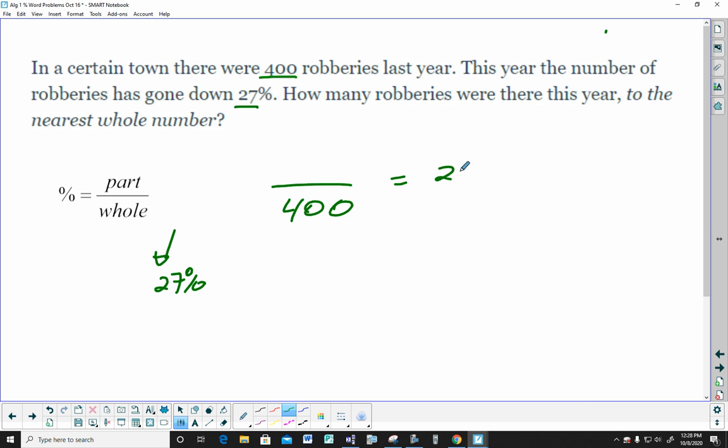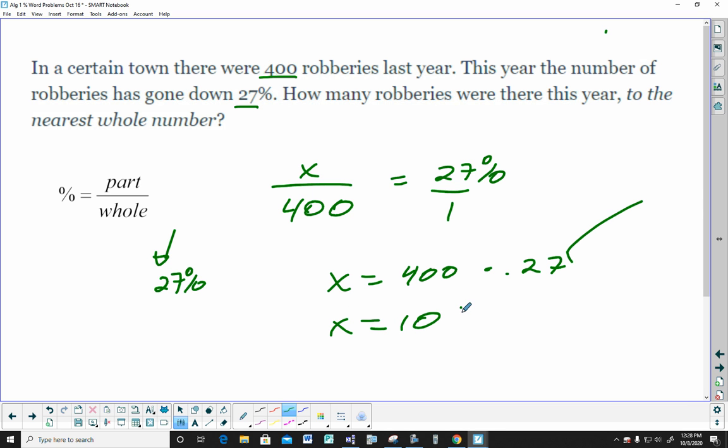If we set this equal to 27%, and this is the part, and I cross multiply, so I have x is equal to 400 times 0.27. So 400 times 0.27, and I get, whoa, I don't know what that is. So x equals 108. But notice, you guys, that is the amount of decrease. It's been decreased by 108. So you have to subtract it from the 400 to get 292 this year. You have to do something with that answer other than just get the answer.